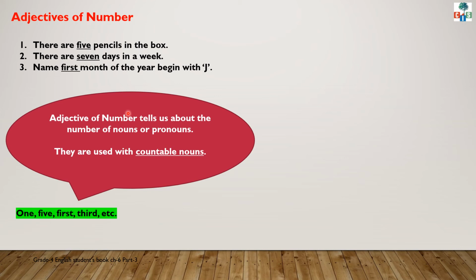For example, if I say I got second rank in the class. So, first, second, third, all are positions. So, it also describes the position of the noun. So, words like one, five, first, third, etc. are adjectives of number. And one more thing, keep in your mind, children, adjectives of quantity are also used with countable nouns.